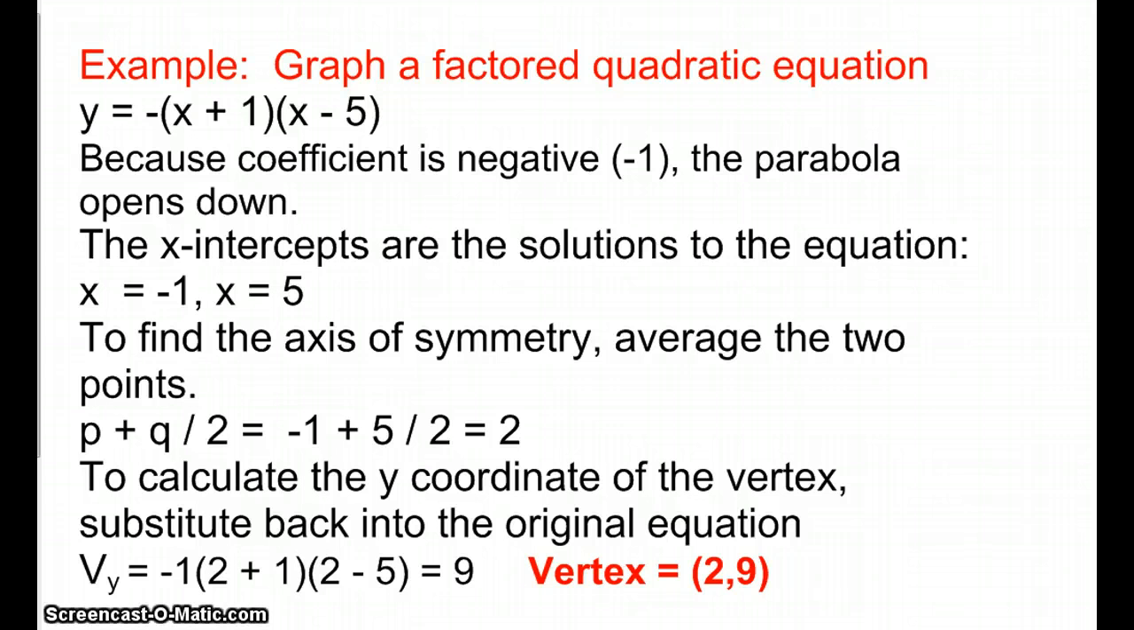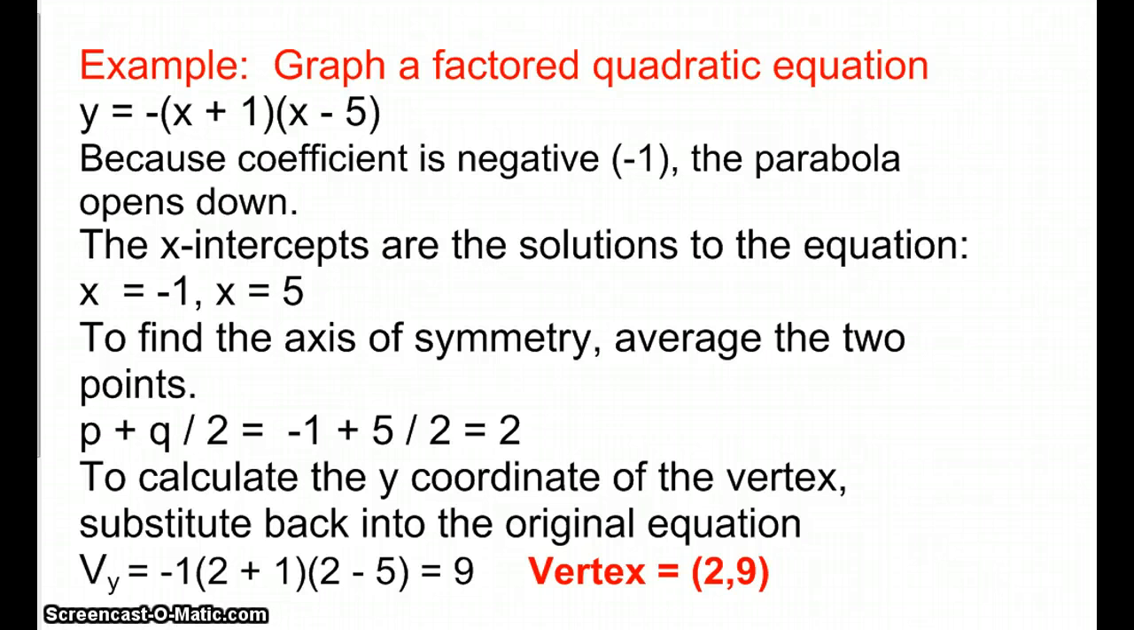The x-intercepts are going to be the solutions to the equation. Set each parenthesis equal to 0 and solve for x. In this case, x equals negative 1 and x equals 5. To find the axis of symmetry, you average those 2 points. So we're going to add negative 1 plus 5 and divide by 2, and that gives us 2. That's the x-coordinate of the vertex of the parabola, or the line that is the axis of symmetry.